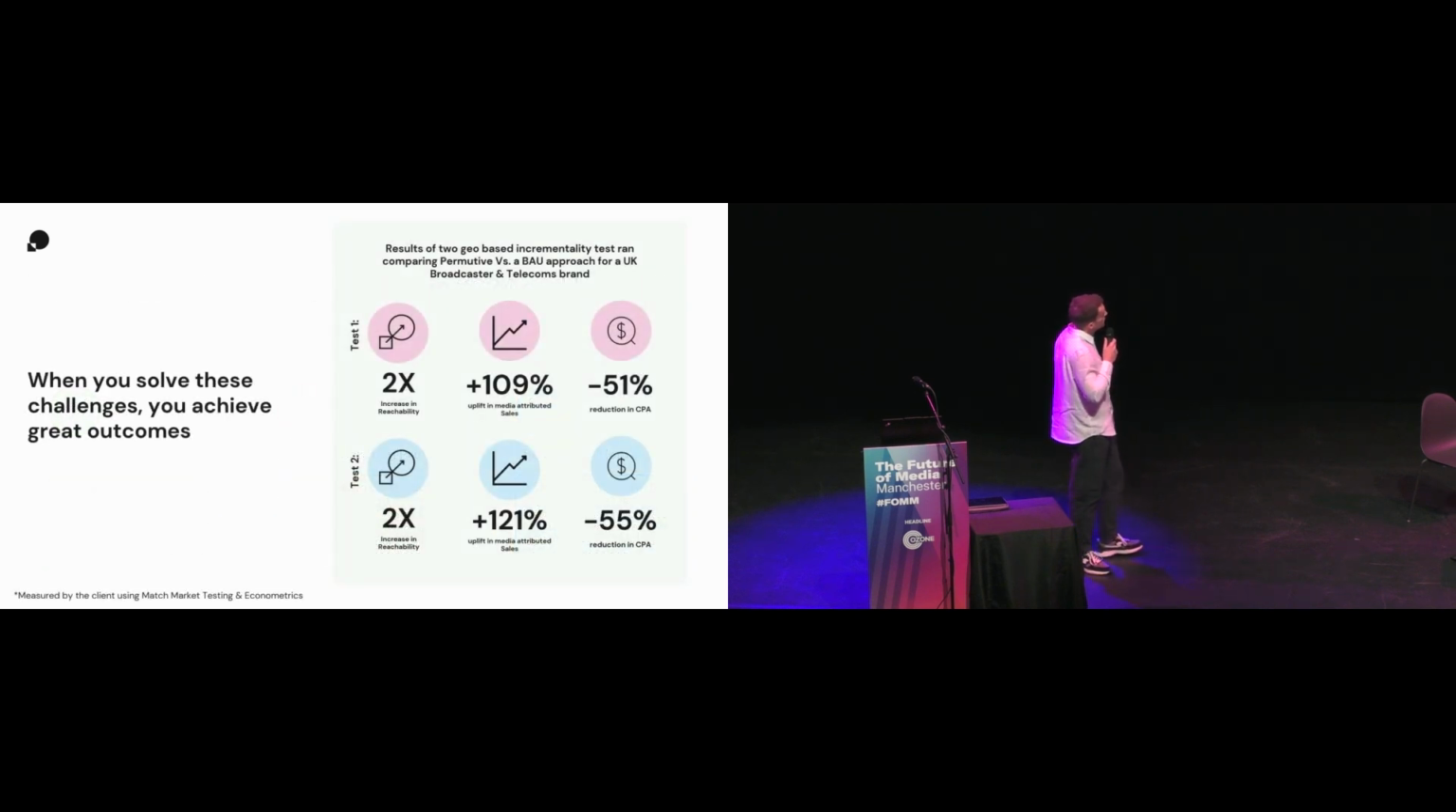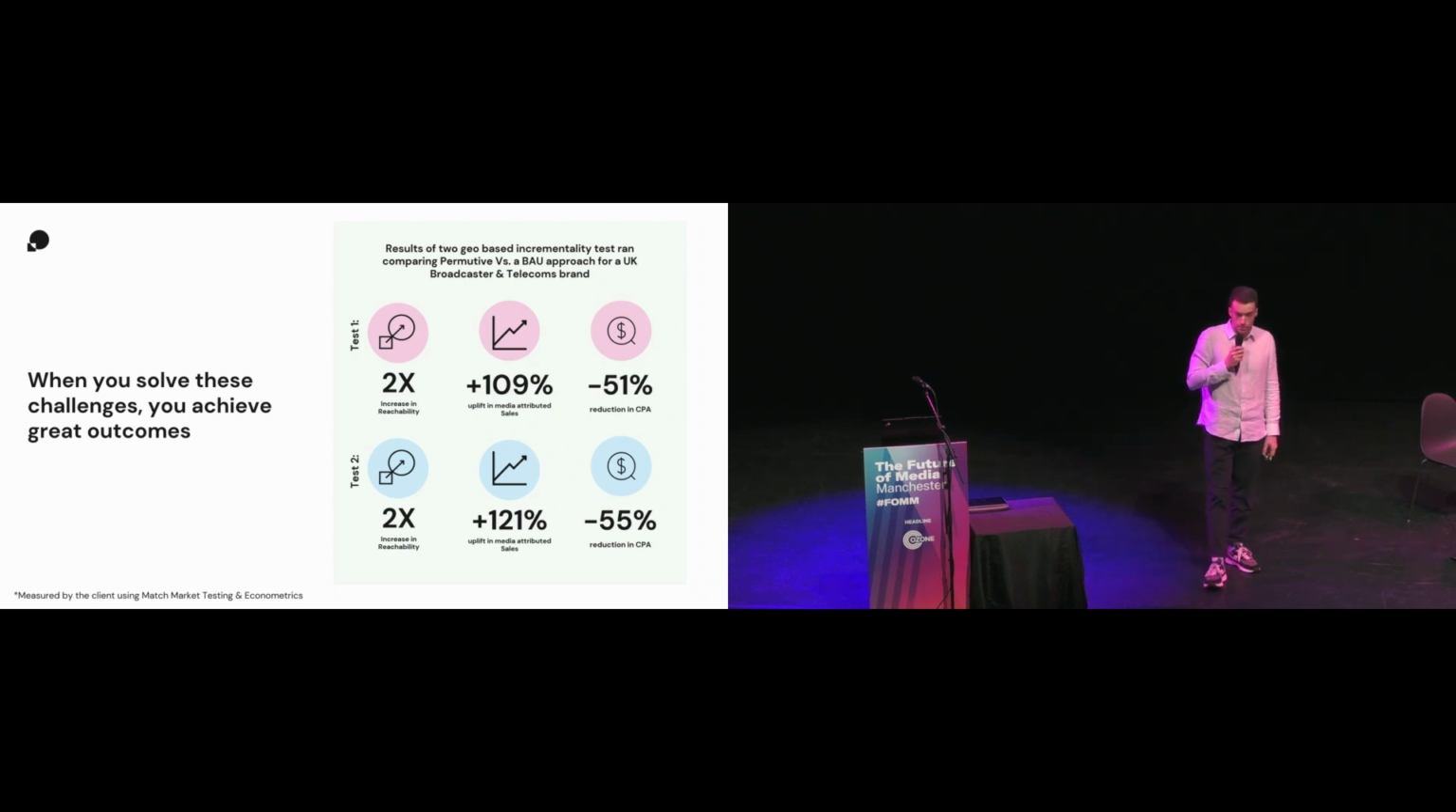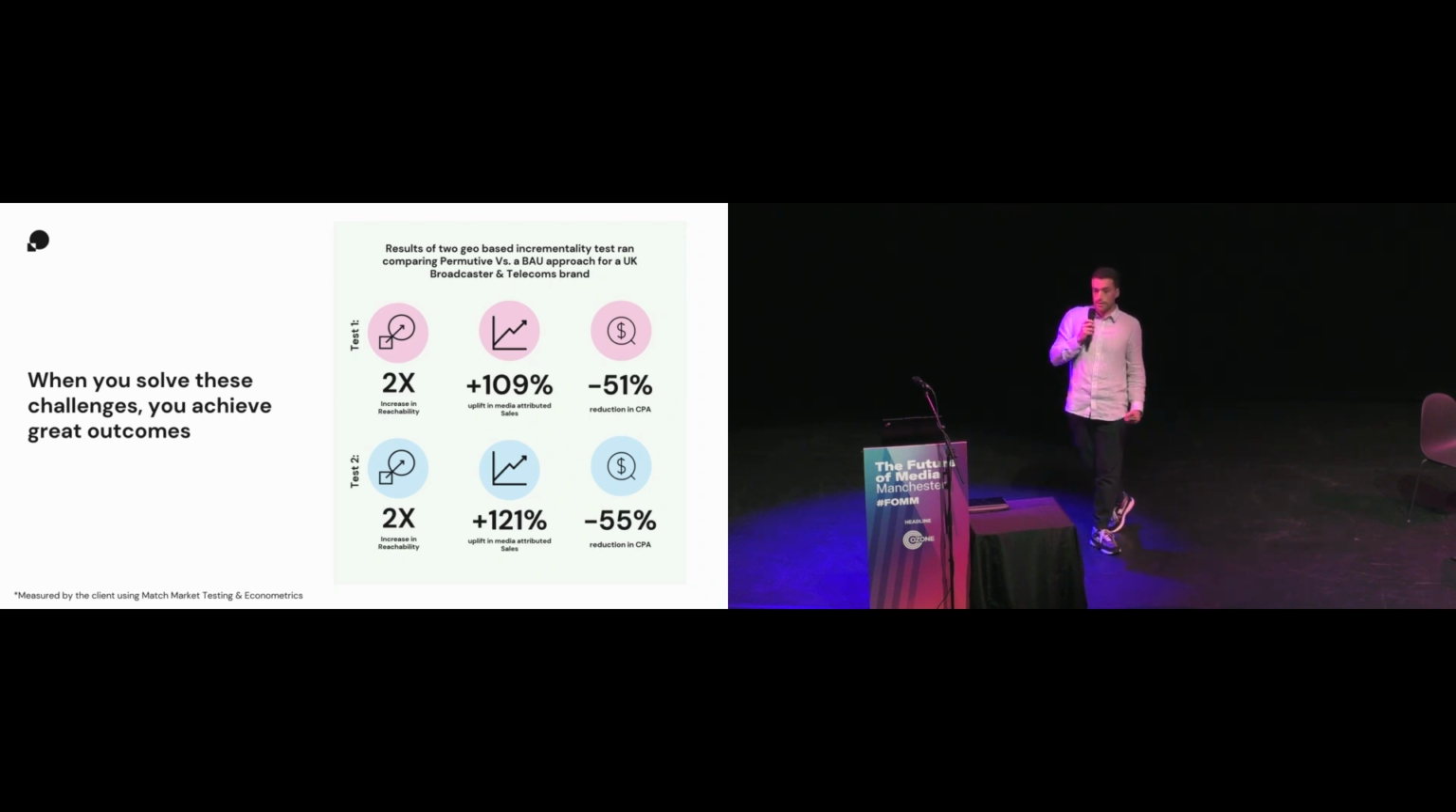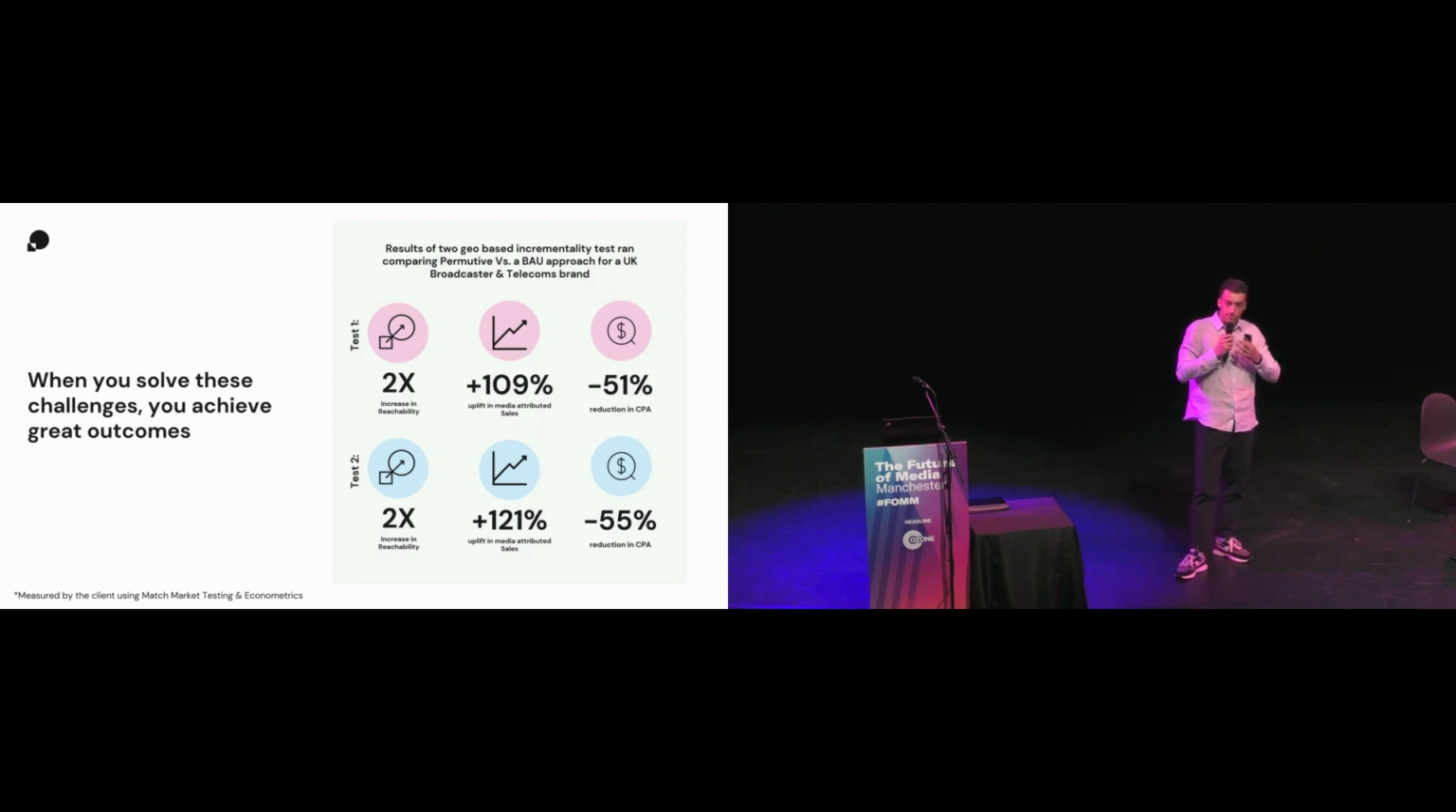When you solve those problems, you get great outcomes. The results that you'll see on your screen are some results from a customer of ours who is a leading broadcaster and telecoms company in the UK. That first tested Permutive on one of their products. They tested it twice. They did this because their philosophy is that if you test it once and it works, you test it again. If it works, you scale it. The results that we saw: we were able to increase their reachability by 2x, so we increased their ability to step beyond the 30%.